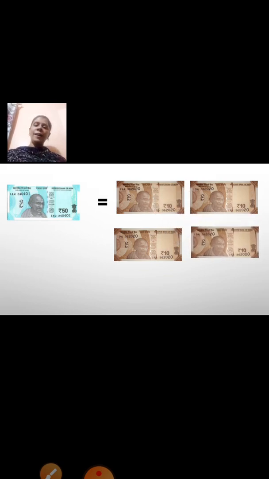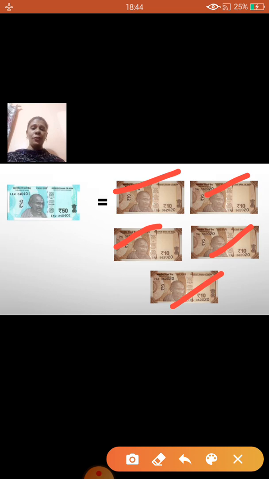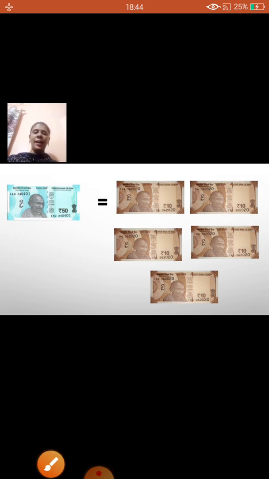Now tell me which currency or which coins you are going to use to make 50 rupees. Okay, one 10 rupee note. One more 10 rupee note. One more 10 rupee note. And again one more 10 rupee note. And one more 10 rupee note. Let us count how many 10 rupee notes we have. 1, 2, 3, 4 and 5. How many 10 rupee notes do we have? 5 ten rupee notes. Correct?